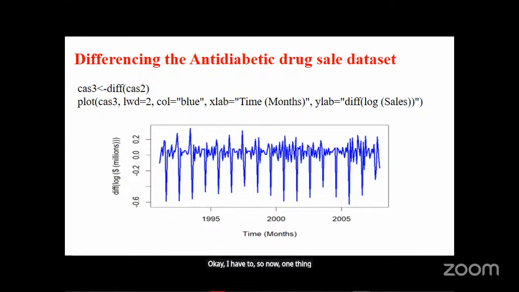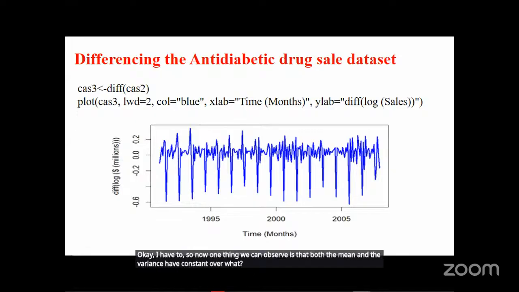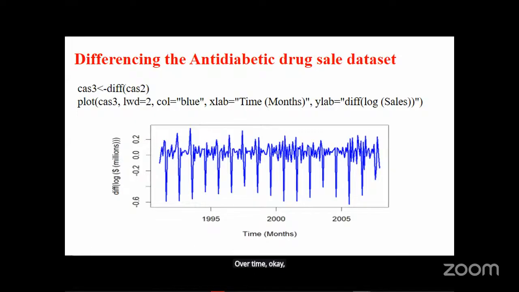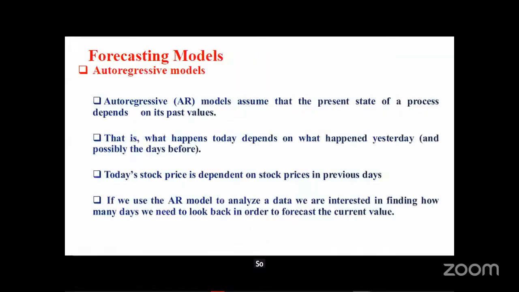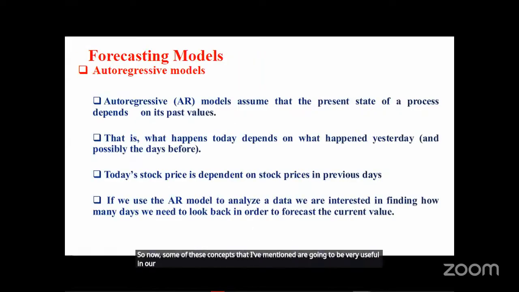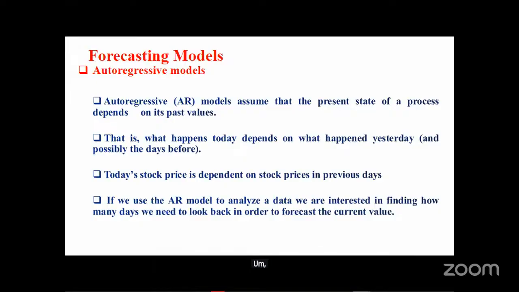Okay, I have to run along. So now, one thing we can observe is that both the mean and the variance are constant over time. Some of these concepts that I've mentioned are going to be very useful in our forecasting models. I told us that one of the usefulness of time series is to make forecasts, which are questions many people need answers for.